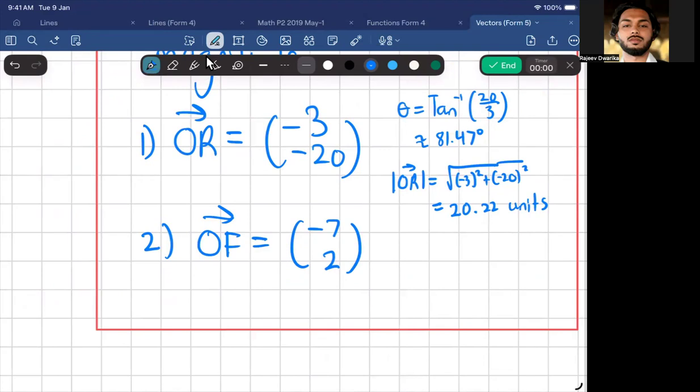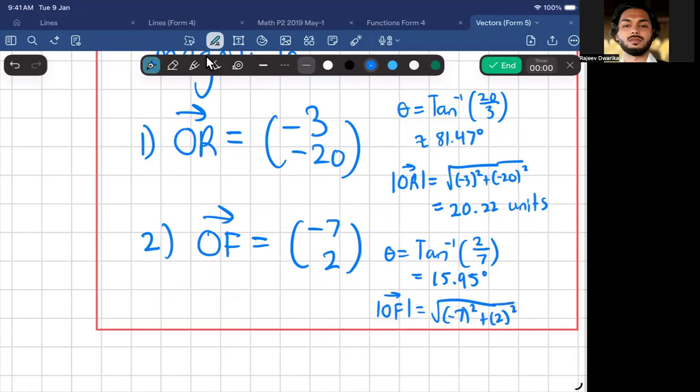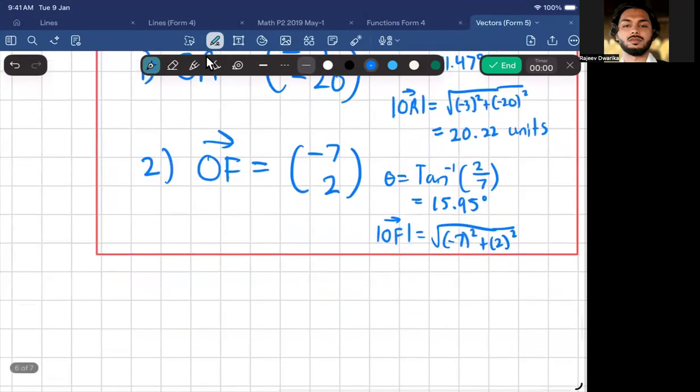Perseus, what about you? Did you get that? Yes, sir. Okay, good. Let's work out the second one. So the angle for the second one will just be tan inverse of 2 over 7. Right? And that would be 15.95 degrees. And the magnitude for that would be the square root of minus 7 squared plus 2 squared, which would be 7.28 units.